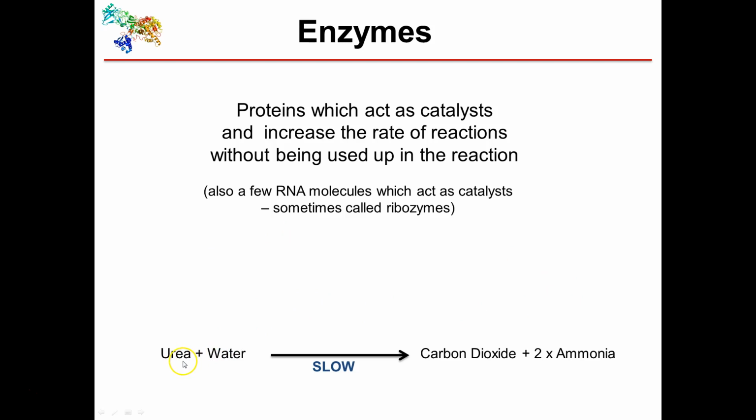So for example, urea plus water will slowly degrade to carbon dioxide and ammonia. But if you put urease in, which is an enzyme, the actual reaction will be much, much faster. Now, there are a few RNA molecules that also act as catalysts, and they're sometimes called ribozymes, so they're worth noting.